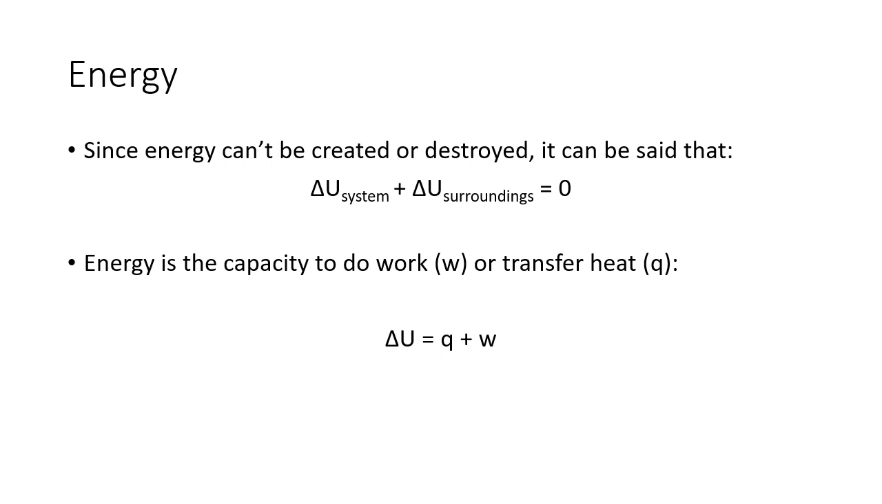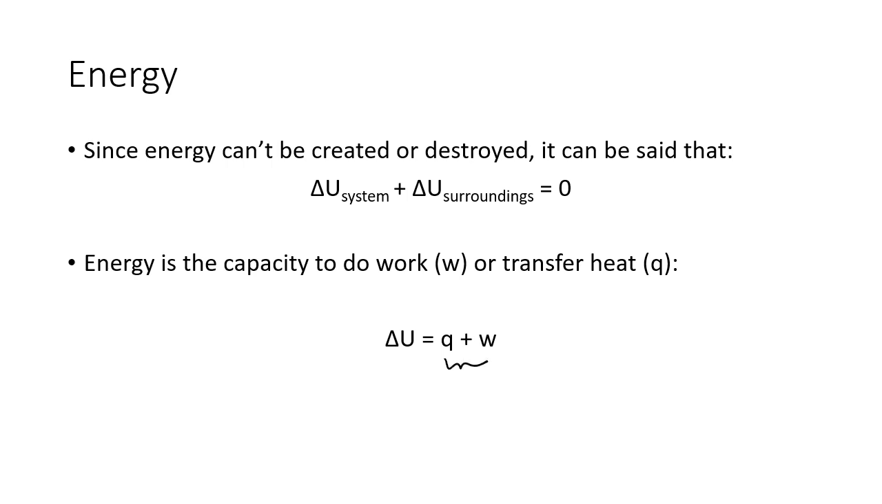We can also say that energy is the capacity to do work or to transfer heat. There are essentially two processes that could occur for energy. The energy could be used to do work, or some of that energy is going to be transferred into heat energy. And what we can state is that the change in the internal energy is going to be equal to the heat, which is given the symbol Q, plus the work, which is given the symbol lowercase w.